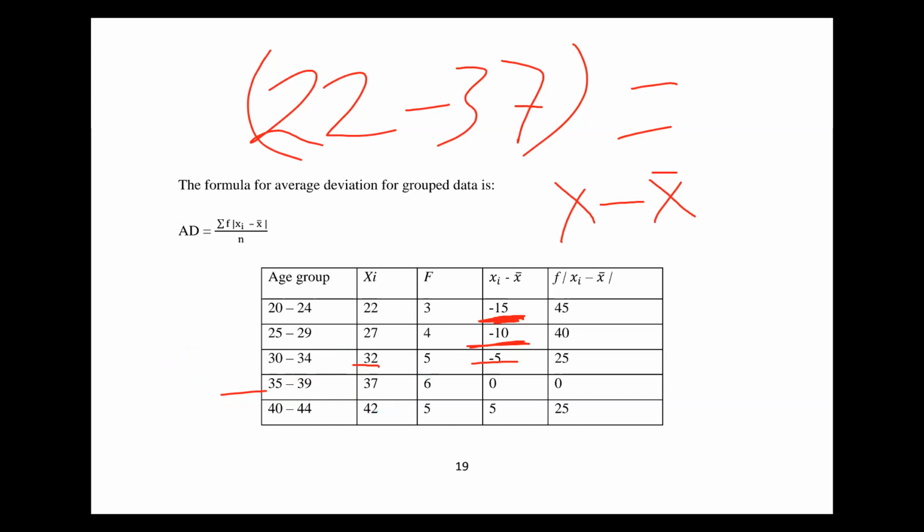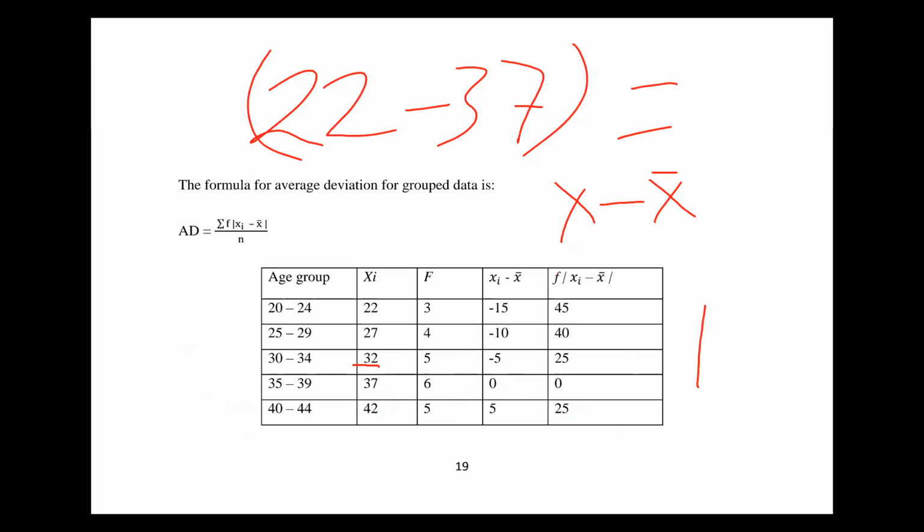Then what you do is this column is of the frequency that should be multiplied by the absolute of the deviations, right? The absolute value of the deviations simply means you have these, make them the positives, okay? Let them just be the positive.